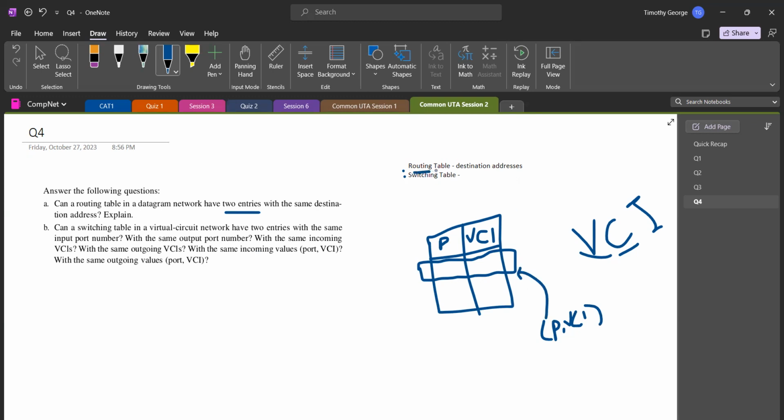Whereas in the routing table, what gives uniqueness? Only the destination address. That is it. That's all that we need to know to answer this question. So let me write that a little bit clearer. VCI. Okay, let's begin.